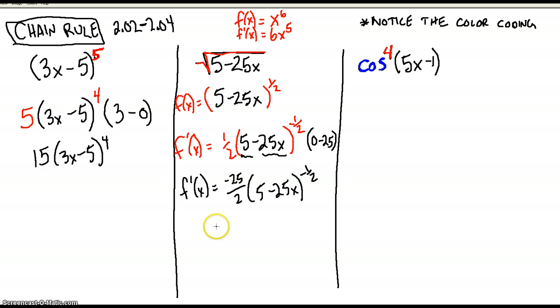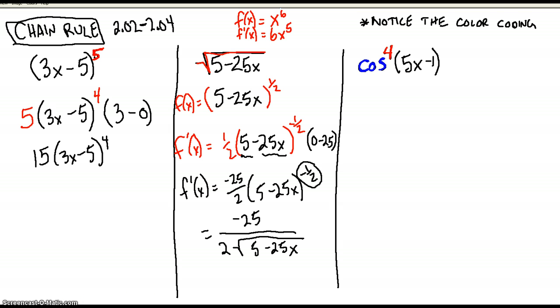Now, a lot of times if it was a multiple choice problem, you wouldn't see it written like that. So instead what you'd see is negative 25 all over 2. You see the 25 over 2 there. And then, well, to the negative 1/2, negative means on the bottom. And so 1/2 means the square root. So the square root of 5 minus 25x. These are the more complicated ones. Now we're going to go into the big leagues.